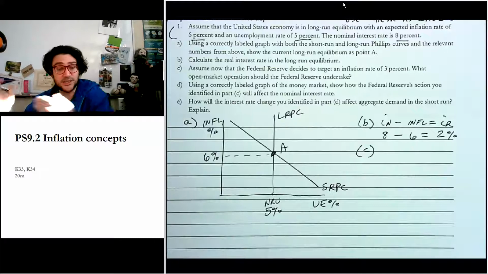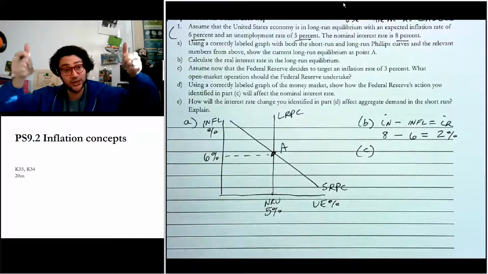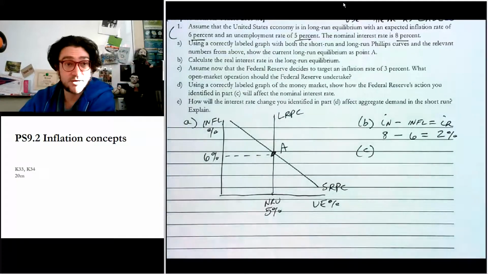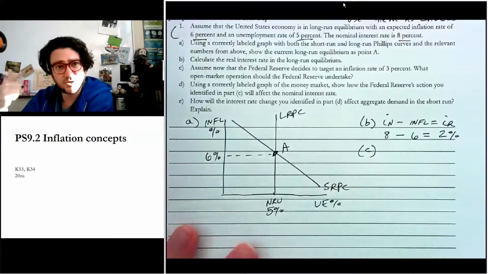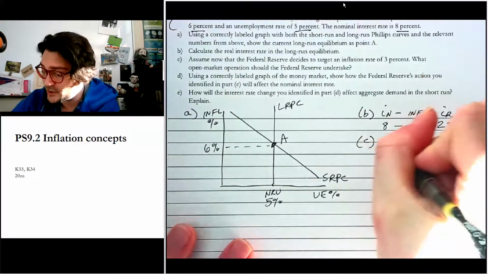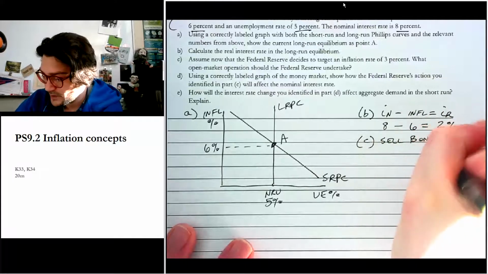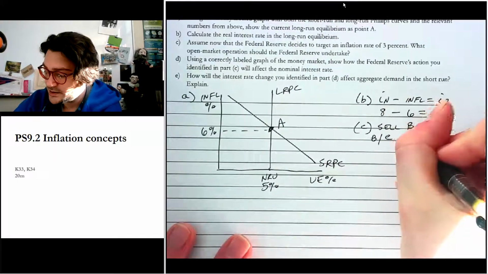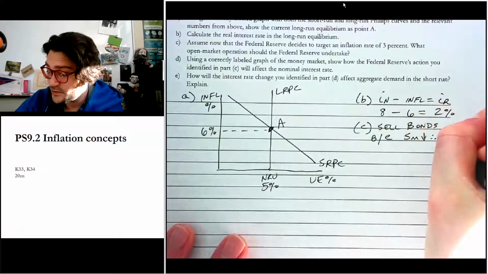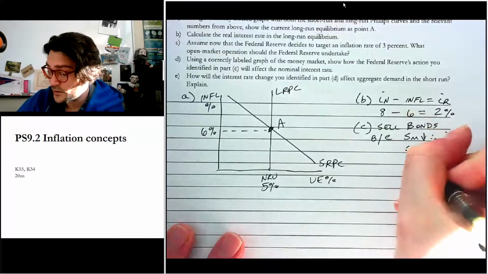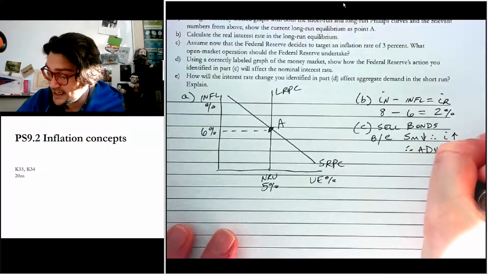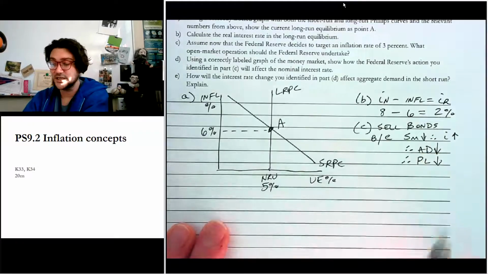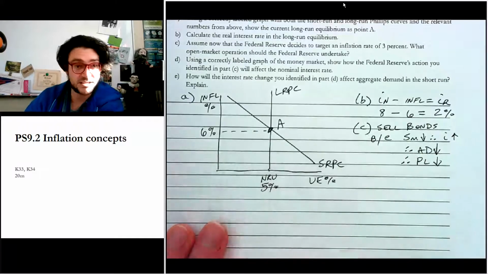So if they sell bonds, they make the money supply smaller, and that makes the interest rate go up. When the interest rate goes up, aggregate demand decreases and price levels fall. I'm going to write all of that out for you, but I think it's helpful to just hear it at least once. So we're going to say sell bonds, because, and they don't ask us, but this is the explanation, supply of money decreases, therefore the interest rate goes up, therefore aggregate demand goes down. Therefore, price level decreases. And the goal is to get us to a lower price level, from 6 down to 3.